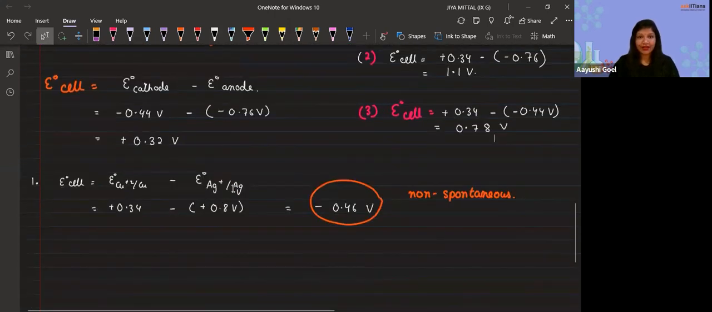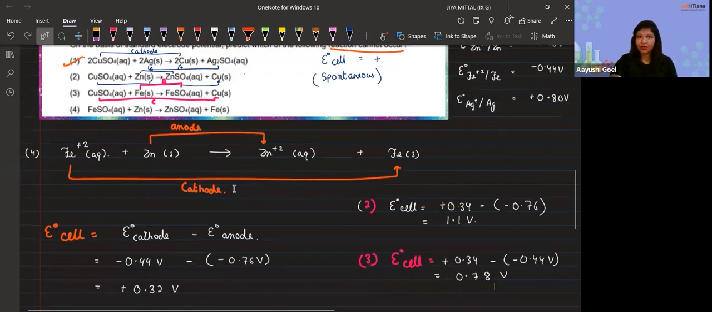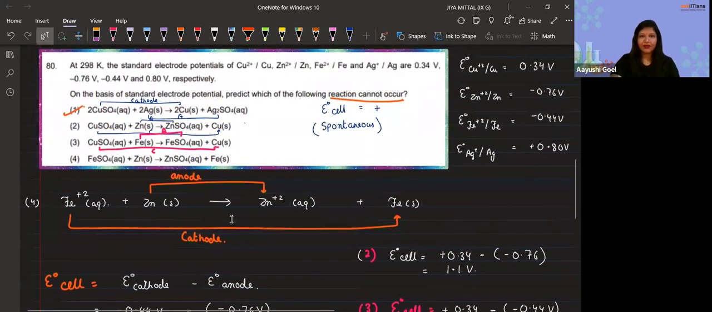I hope you understand the concept and know how to calculate the E naught cell. This type of question was also asked earlier in the paper, approximately question number 56 or 57.